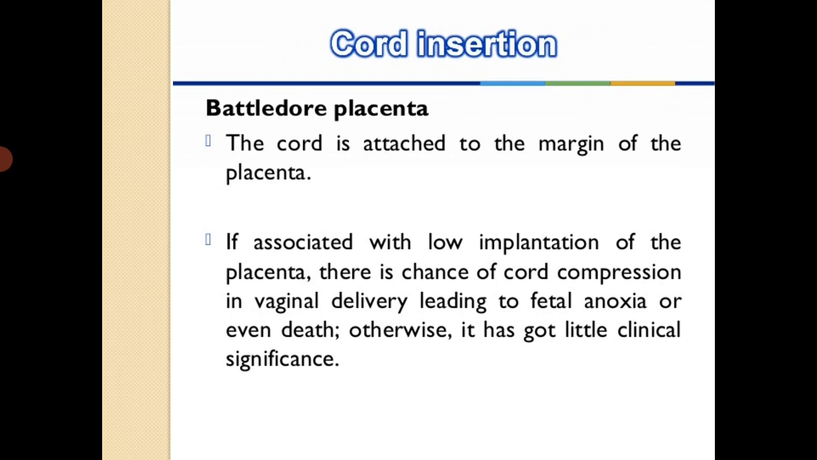Next, abnormalities with the cord insertion. In that, first, battledore placenta. The cord is attached to the margin of the placenta. If associated with low implantation of the placenta, there is a chance of cord compression in vaginal delivery, leading to fetal anoxia or even death. Otherwise, it has little clinical significance.